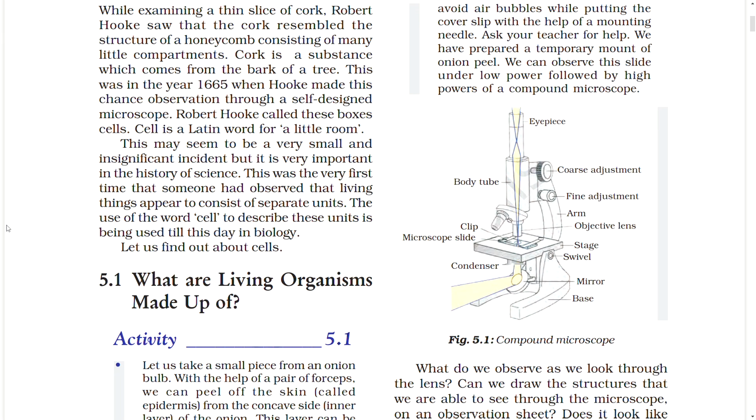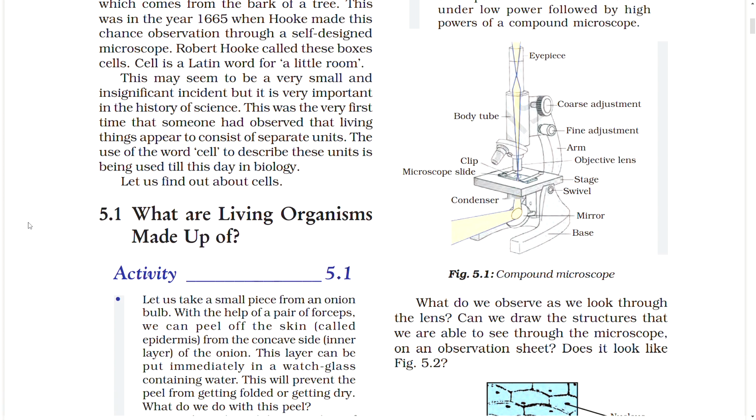This may seem to be a very small and insignificant incident, but it is very important in the history of science. This was the very first time that someone had observed that living things appear to consist of separate units. The use of the word cell to describe these units is being used till this day in biology. Let us find out about cells.